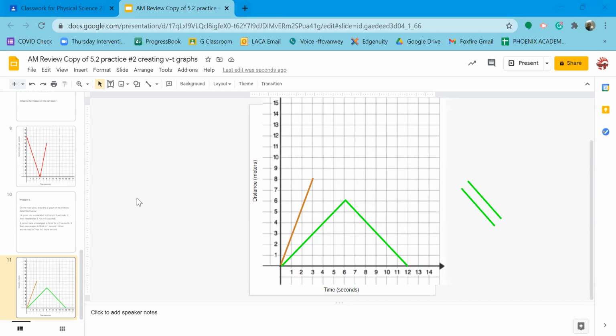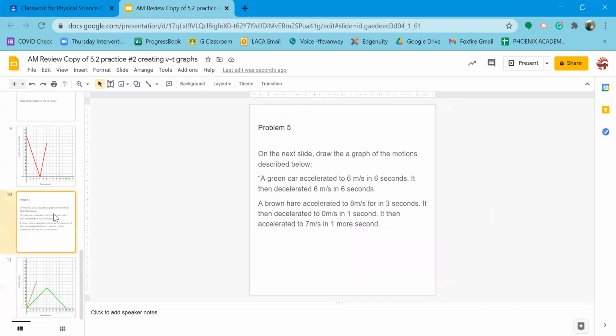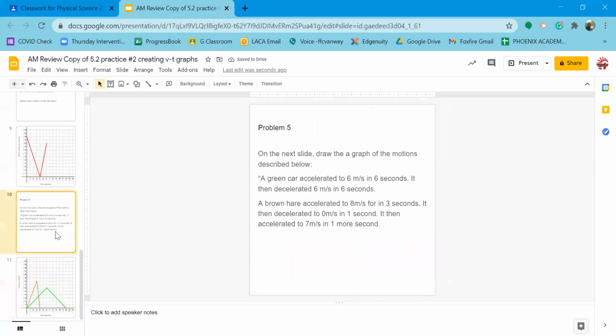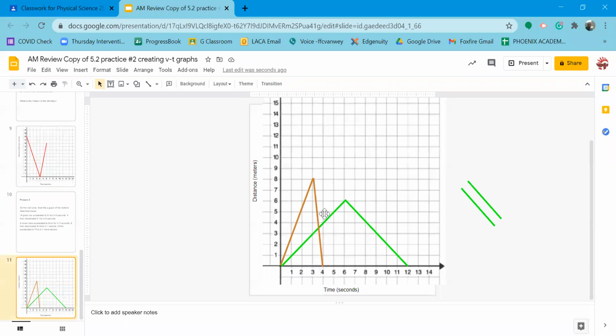Okay. And then it said that it then decelerated to 0 meters per second in 1 second. 0 meters per second, and it did that in 1 second. So just bam, like that. Okay. It then accelerated to 7 meters per second in 1 more second.